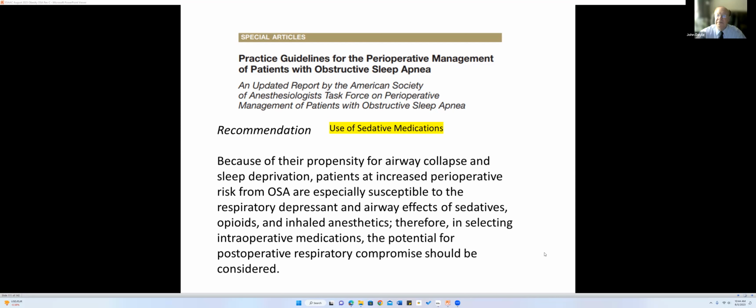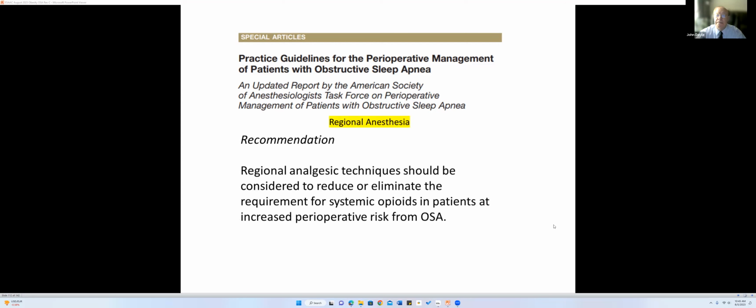Because of their propensity for airway collapse and sleep deprivation, patients at increased perioperative risk for obstructive sleep apnea are particularly susceptible to the respiratory depressant and airway effects of sedatives, opioids in particular, as well as inhaled anesthetics. Therefore, in selecting intraoperative medications, their potential for postoperative respiratory compromise should be considered. And this is why we often recommend minimizing the use of opioids in this setting.